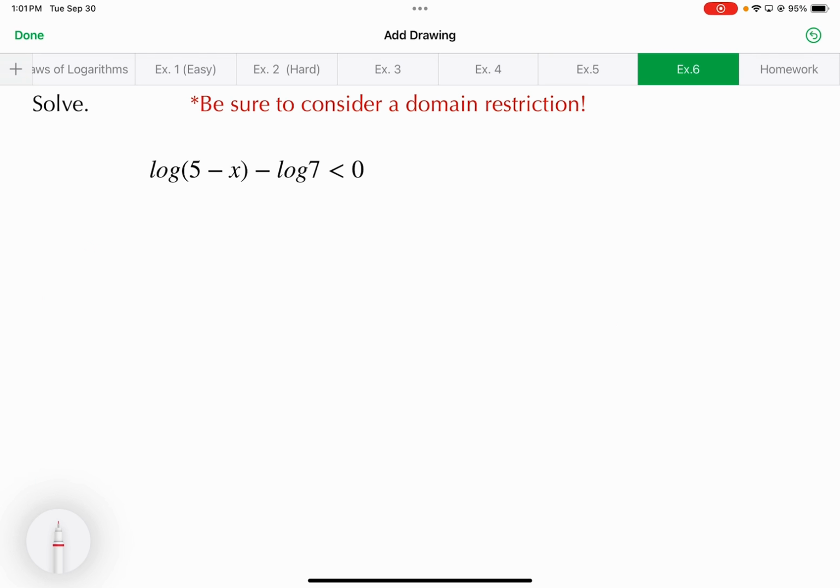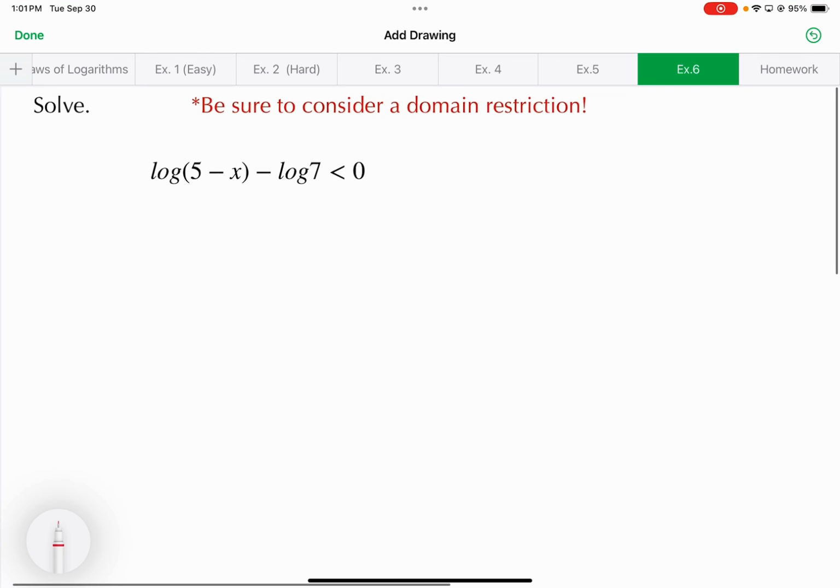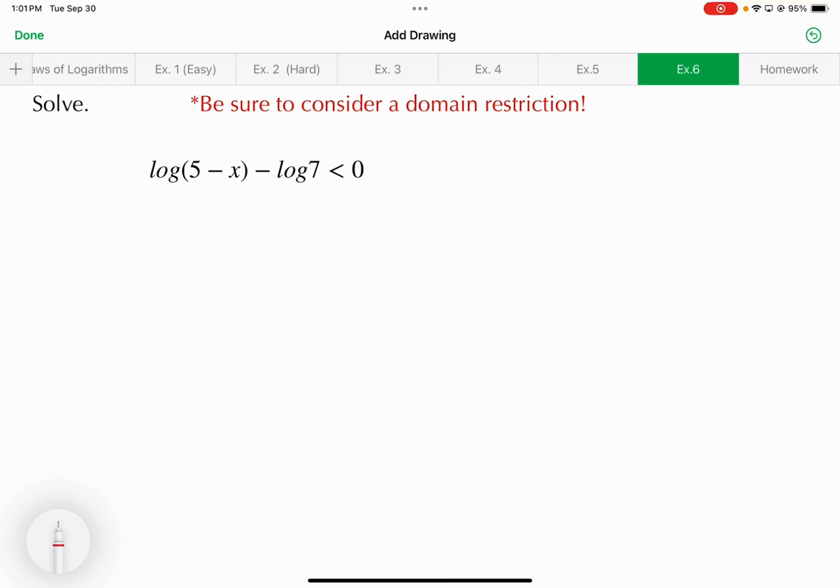All right, uno más. Okay. You do have a problem in that assignment that I gave you yesterday that has you solve using an inequality. So I want to do a problem like this. We have log of 5 minus x minus log of 7 is less than 0.